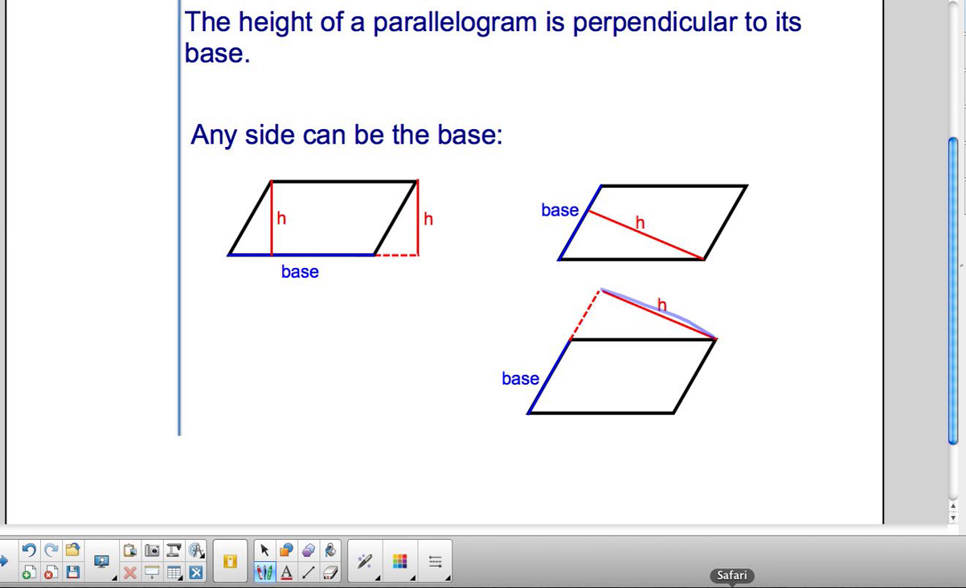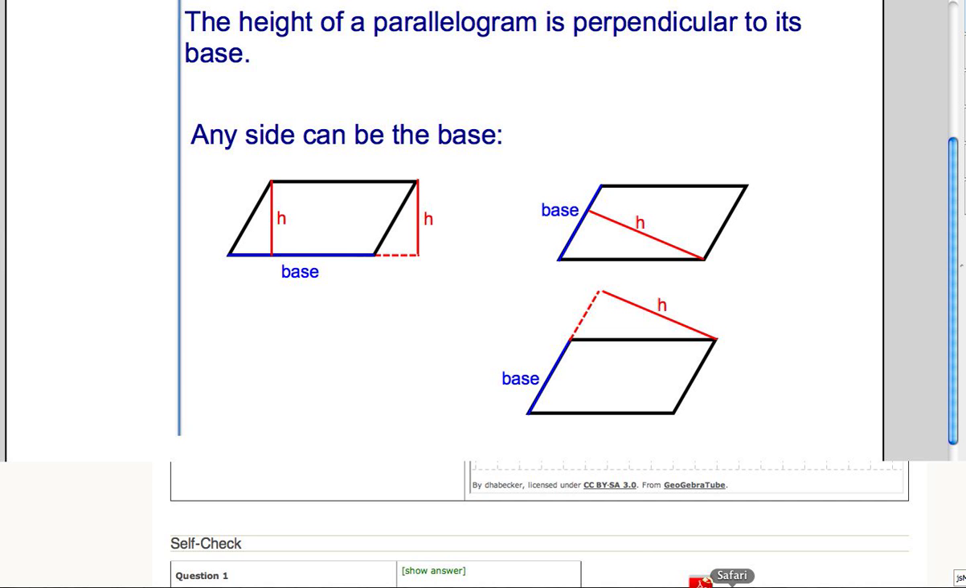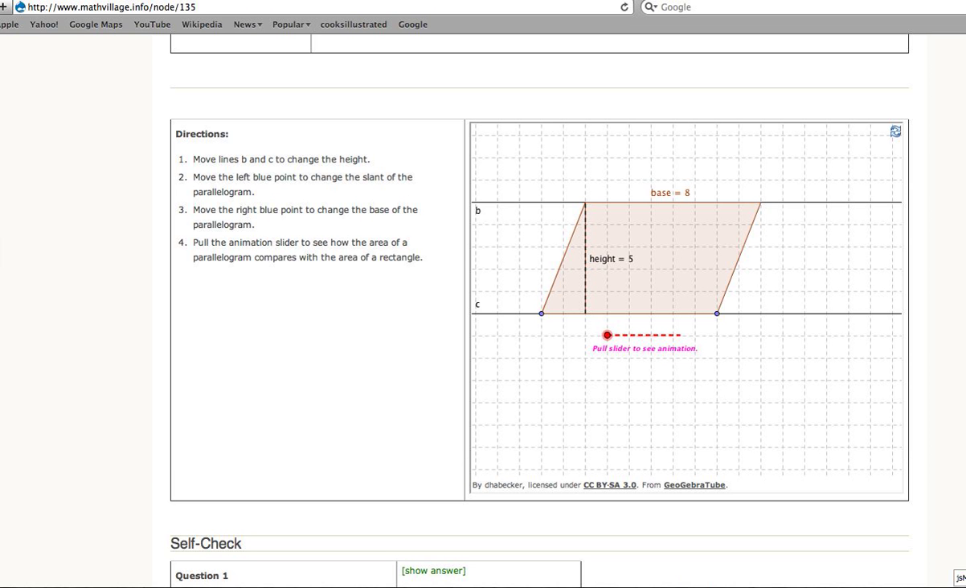And I wanted to show you a little animation here because I think it's a really good one that really shows how the area of a parallelogram is developed. So here you guys can see we have this parallelogram. In this particular case, the height is 5 and the base is, let's see, 1, 2, 3, 4, 5, 6, 7, 8 units long. The base is 8 units long. Oh, it says that right here. The height is 5 and the base is 8.